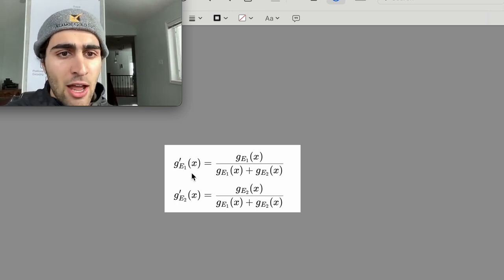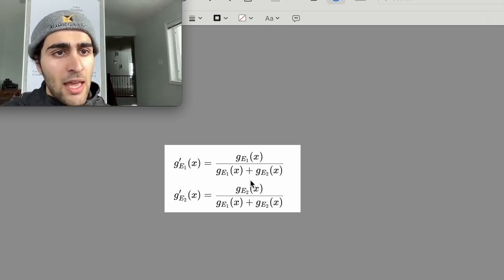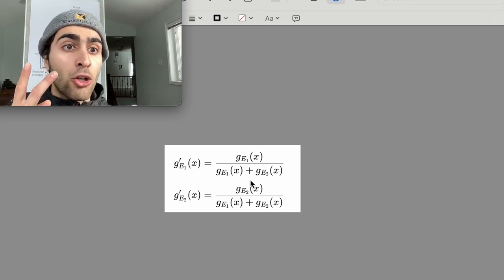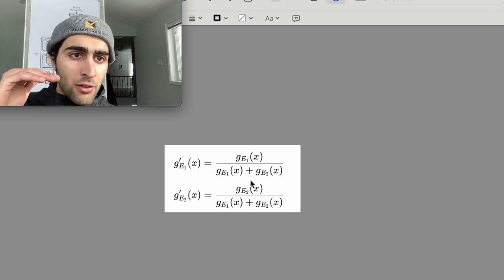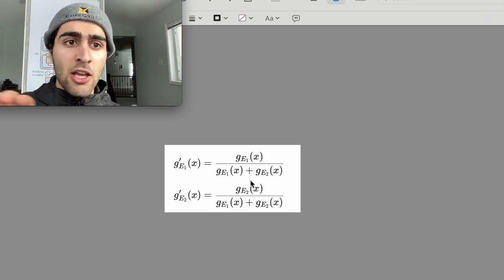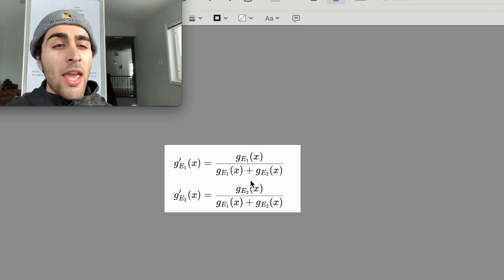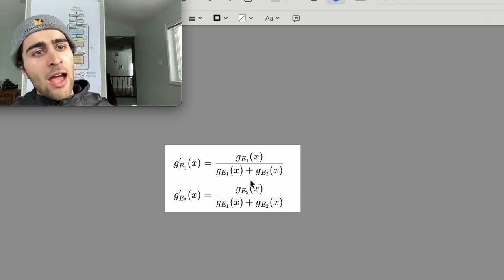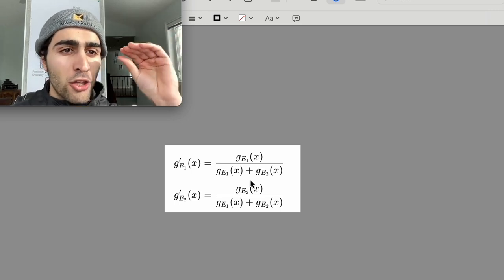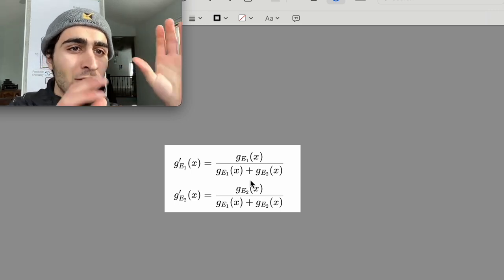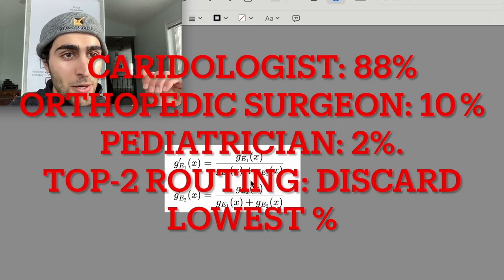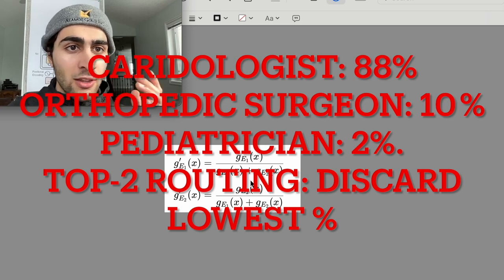So you can see in this diagram, we have g prime of E1 of x equals this, and g prime of E2 is this. And what this means is that we'll only take the top two feed-forward neural networks, which is to say that after the first two highest probabilities in the softmax, we cut everything off. So let's say that now we add a third doctor into our example, who is a pediatrician. So we have now, let's say 0.88 for the cardiologist, 0.1, so let's keep it the same, and then 0.02. So 88%, 10%, and 2%. So we completely discard the pediatrician.